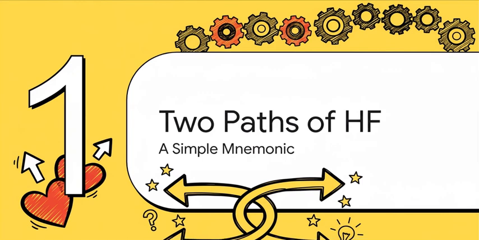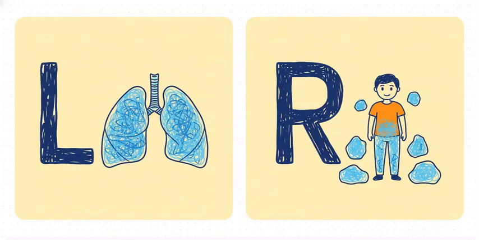Now, to absolutely crush this topic on your exam, you need a simple way to remember which path is which. So I'm going to give you a core mnemonic, a little memory trick, that's going to make this so much easier for you. Okay, here it is. For left-sided heart failure, think L is for lungs. Simple, right? All that fluid is backing up into the lungs. And for right-sided heart failure, think R rocks the rest of the body with fluid. Let's say that again. L is for lungs, R rocks the body. Seriously, burn that into your brain.